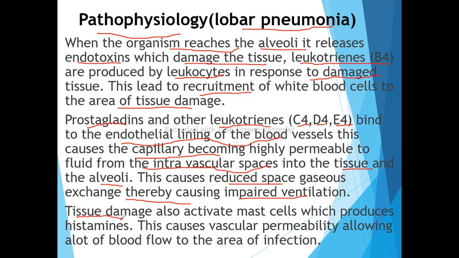Remember, we said that we have the bacteria that will release toxins which will damage the tissues. So this tissue damage will also activate the mast cells. Okay, these mast cells, they will produce the histamine. So these histamines, these are mediators of inflammation. They will also increase the vascular permeability. So vascular permeability will increase the blood flow to the area of infection.